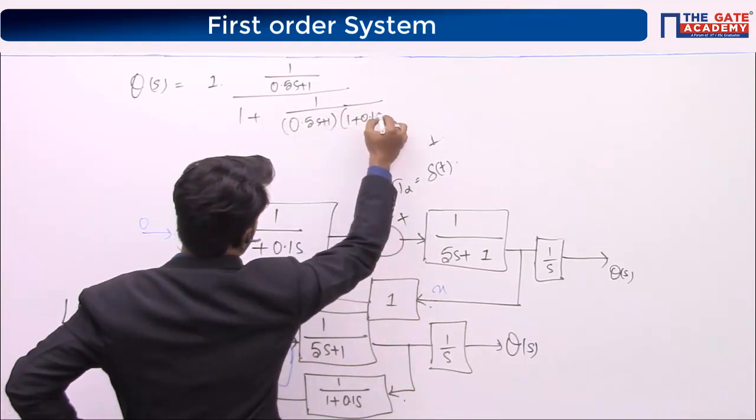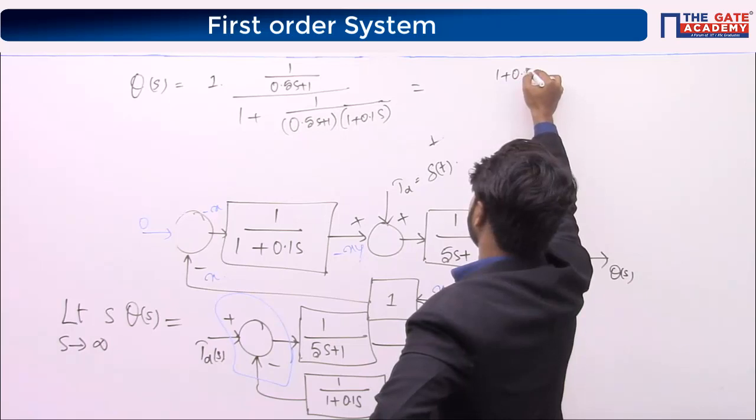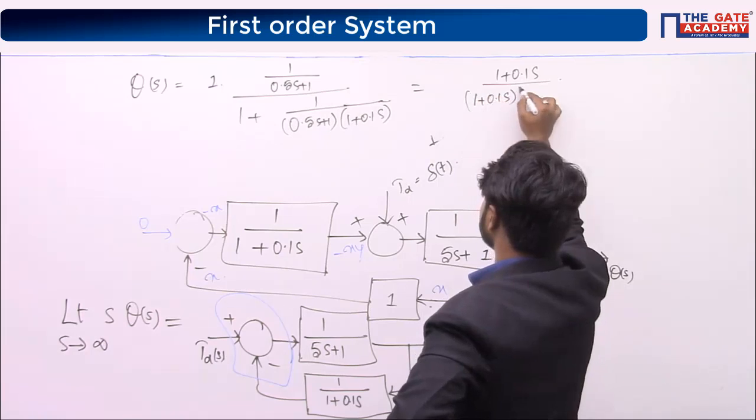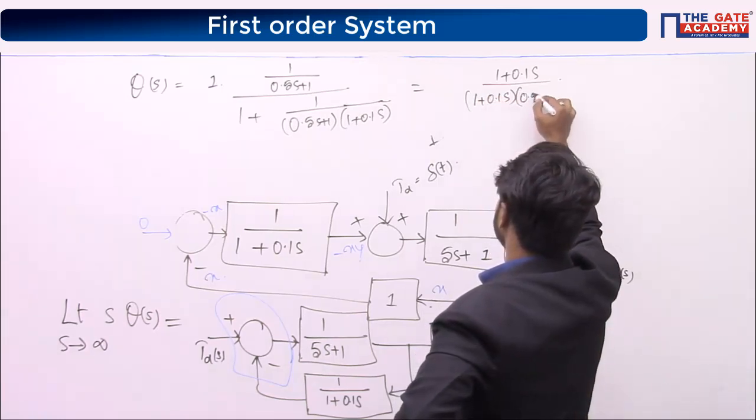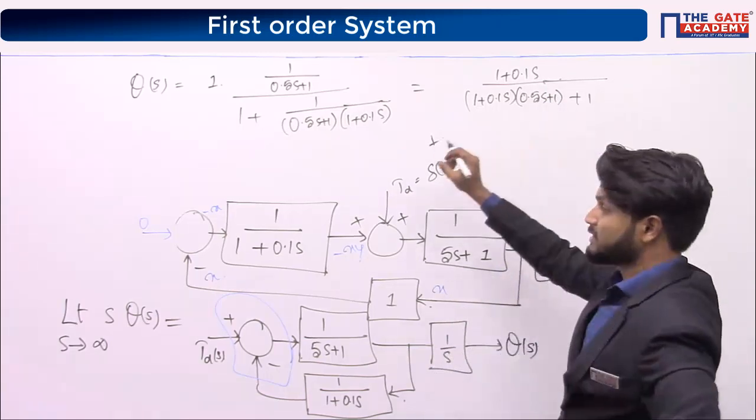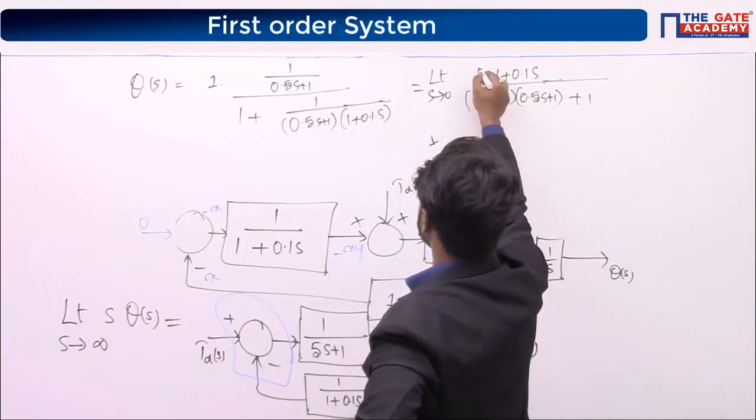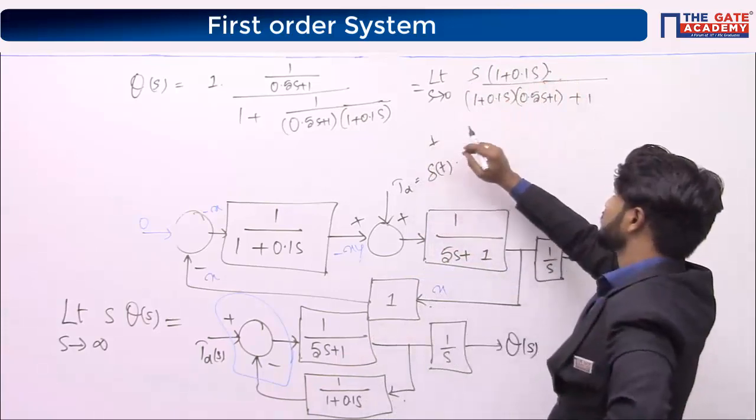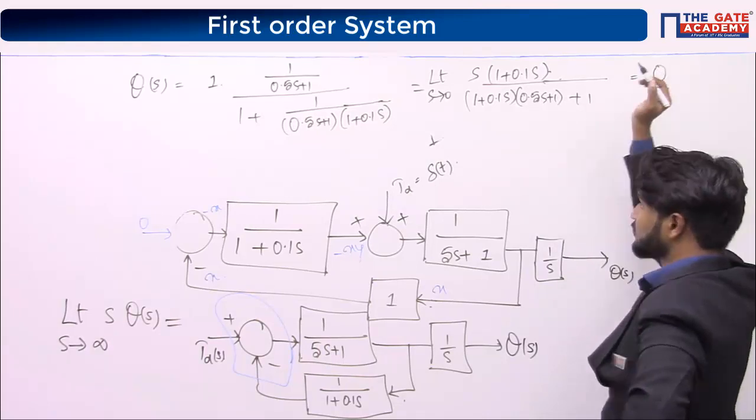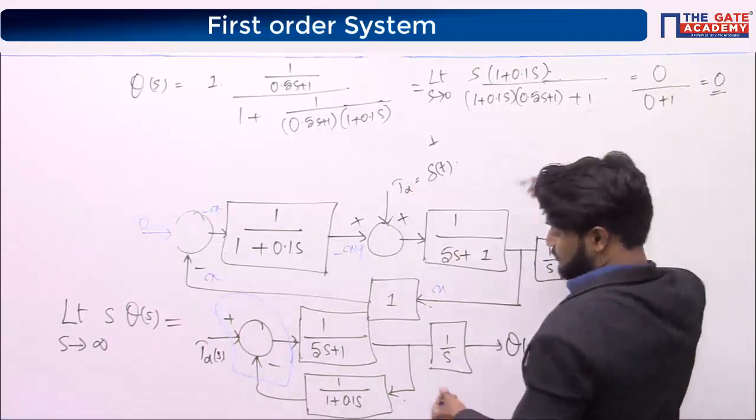Overall transfer function is 1 by 0.5s plus 1 divided by 1 plus 1 by 0.5s plus 1 multiplied by 1 plus 0.1s, right? So you will get 1 plus 0.1s divided by 1 plus 0.1 into s multiplied by 0.5s plus 1 plus 1. This is theta of s. Final value of theta of s, how will you find it out? Limit s approaching 0, s multiplied by this, right? So if you put s in this, you will get simply 0. Therefore, theta of s is 0. The answer is 0 divided by 0 plus 1. That is equal to 0.